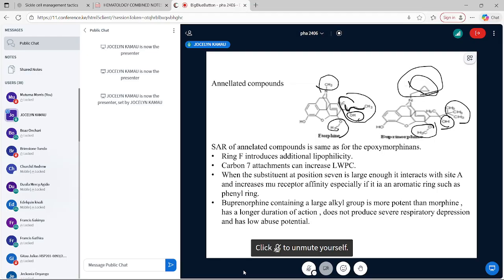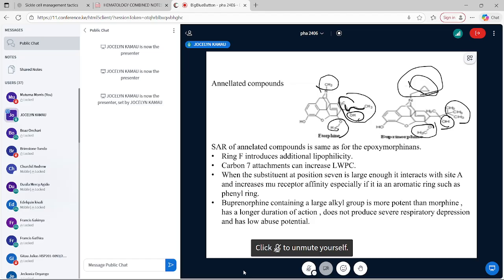So the SAR of the oripavine compounds is the same as for the epoxymorphinans. The epoxymorphinans are actually the morphines. There is no difference. The ring introduces additional lipophilicity. So once you introduce this ring, you can see even that ring is lipophilic, so it introduces additional lipophilicity. Carbon 7 attachment can increase the lipid-water partition coefficient.